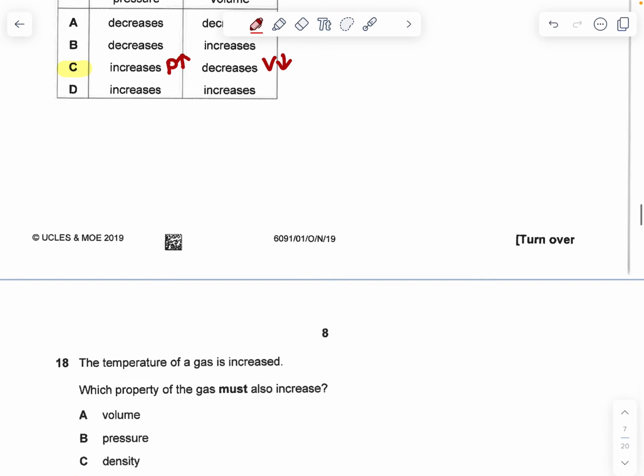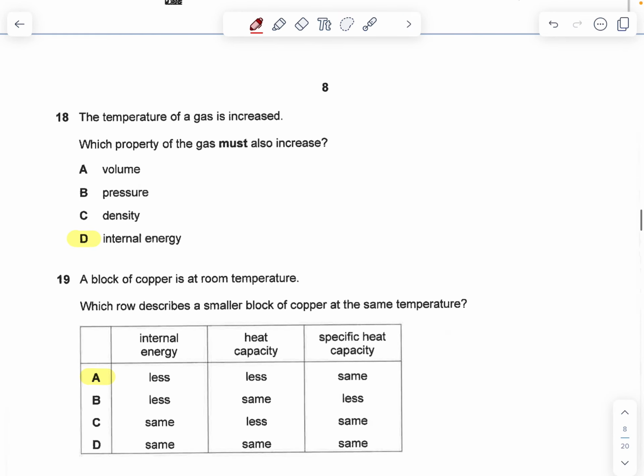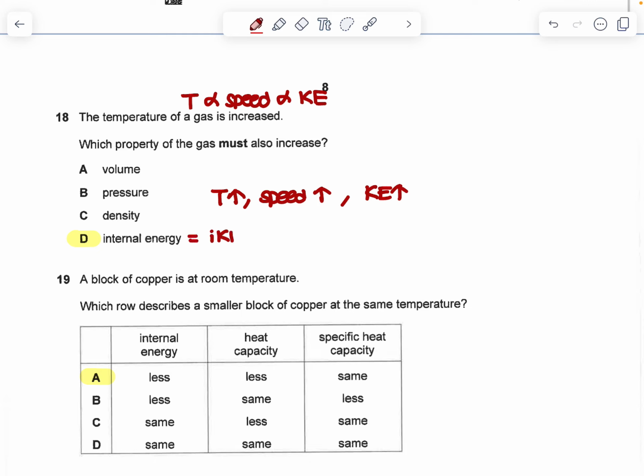Okay, next. Question 18. The temperature of a gas is increased. Which property must increase? So as we know, the speed is actually proportional to the temperature, which affects the kinetic energy of the particle. So if temperature increases, speed increases, KE increases, and internal energy is equal to IKE plus IPE.